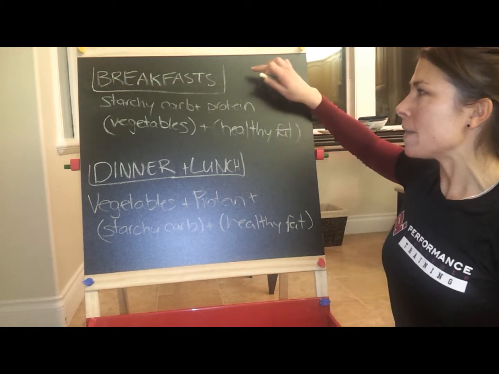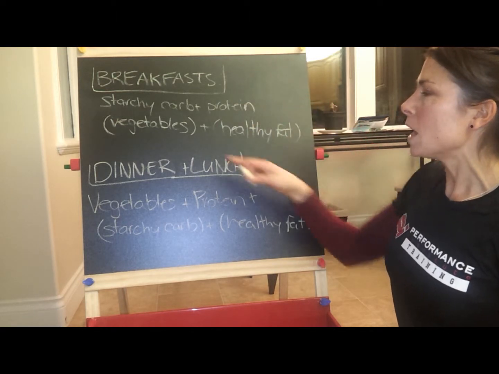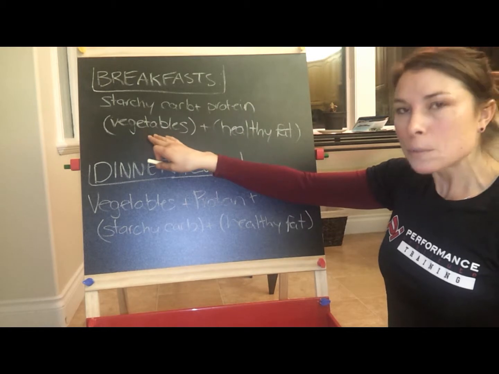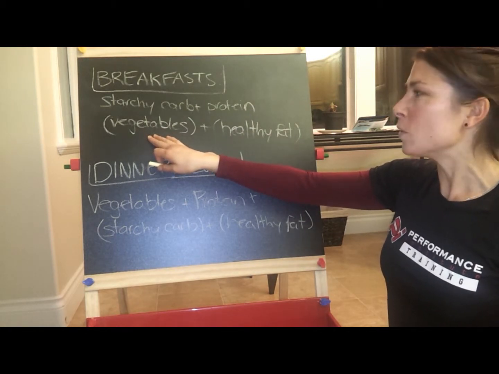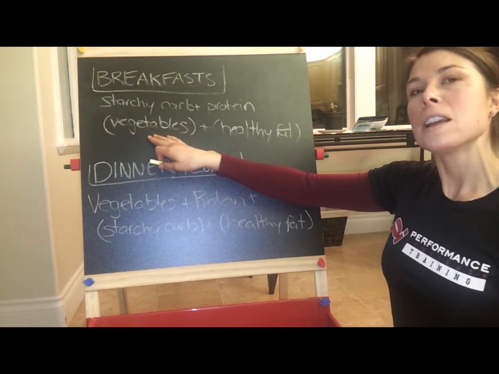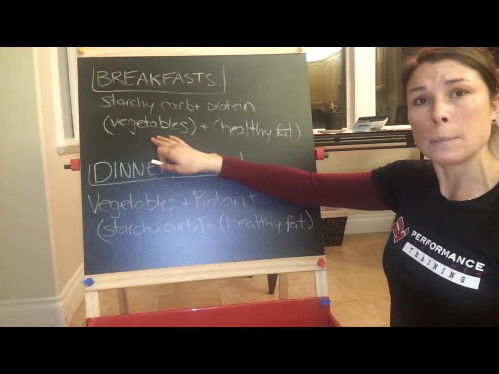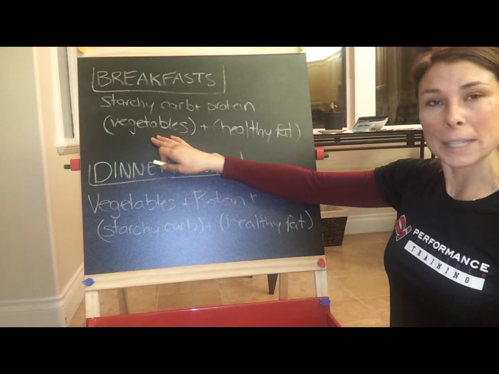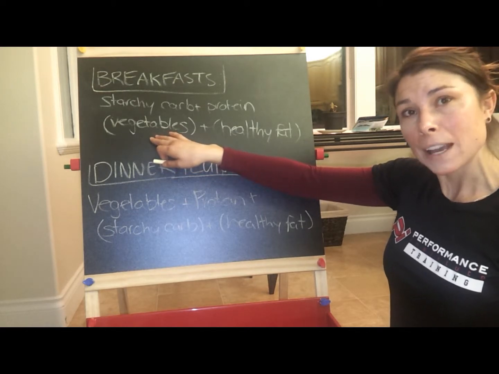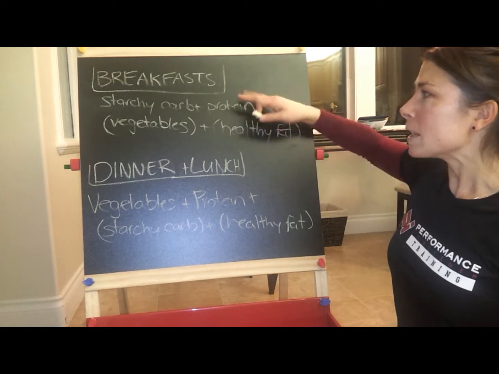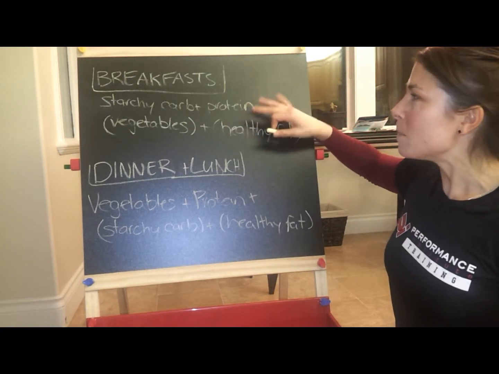So for your breakfast, this is the formula I want you to use. You're going to do starchy carbohydrate plus protein. Vegetables are in brackets because most of you are probably eating a North American style breakfast, which doesn't usually have a lot of vegetables, but if you're eating an egg scramble or you're doing a burrito or something, then vegetables could definitely become a part of that. And then an optional healthy fat.